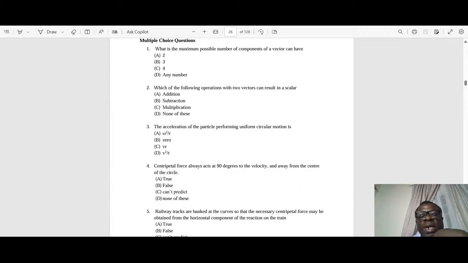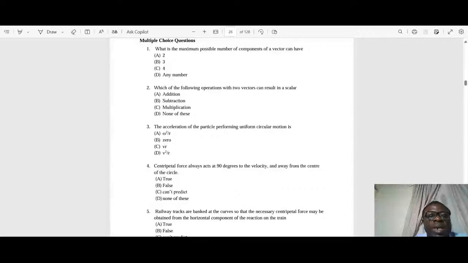So next question. Which of the following operations with two vectors can result in a scalar? A, addition. B, subtraction. C, multiplication. D, none of the above.